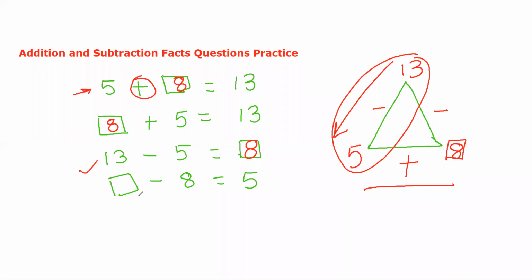For this equation, I don't know what number should come here, okay? But I can see this is my minus fact, and a minus fact comes on the sides of the triangle. I have already used one side, so this time I will use this side, okay? And when I work on the sides of the triangle, I read from top to bottom. So the top number will come in the first place of the minus equation. So my top number is 13. 13 will come here, minus 8 is equal to 5.